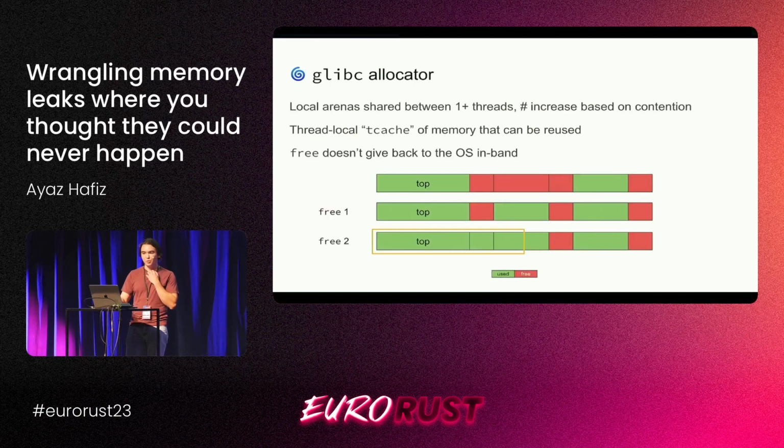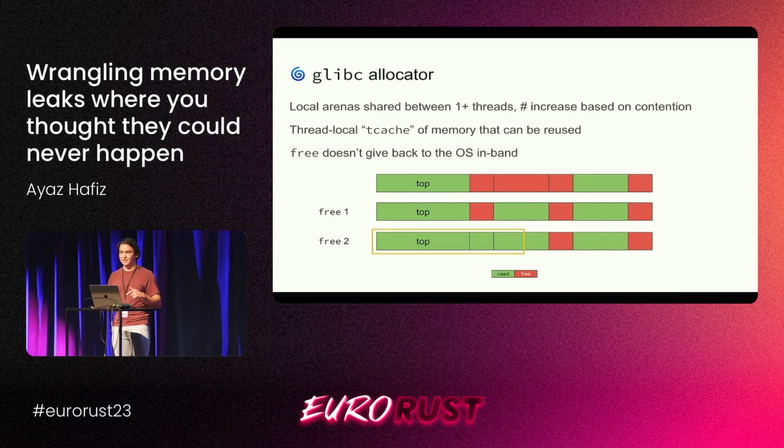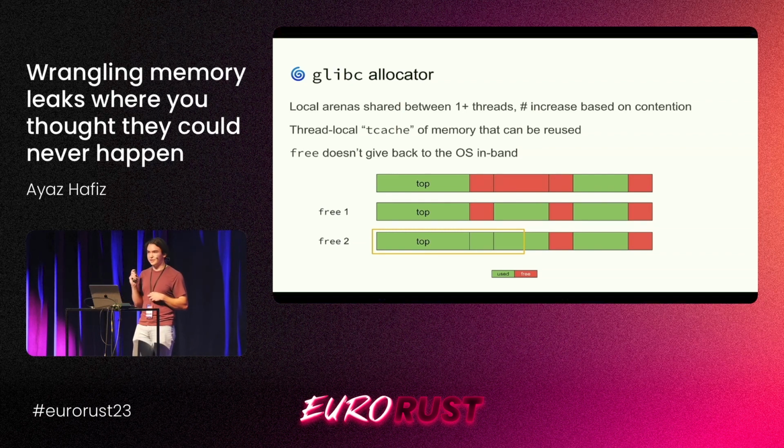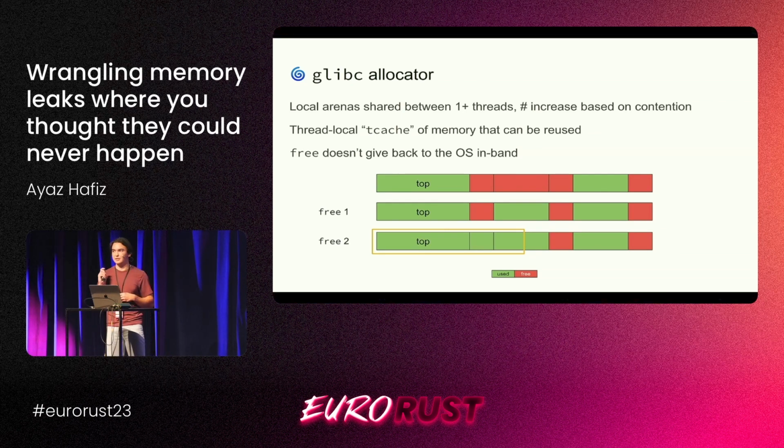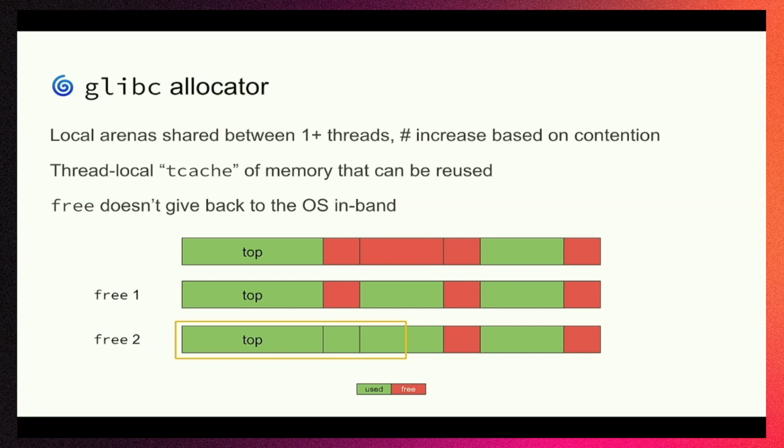Okay, so I want to dive into a couple specific allocators because I think it's quite interesting, especially if you don't know some of the features they provide. The first one I'd like to talk about is glibc's, which I think is probably the one that we're most familiar with, especially if we develop for Linux systems and use the default system allocator.